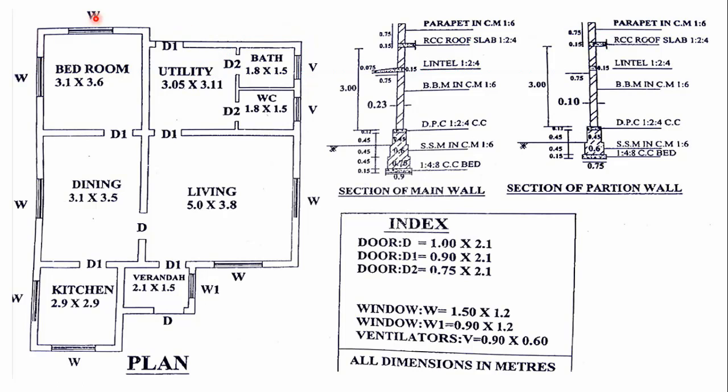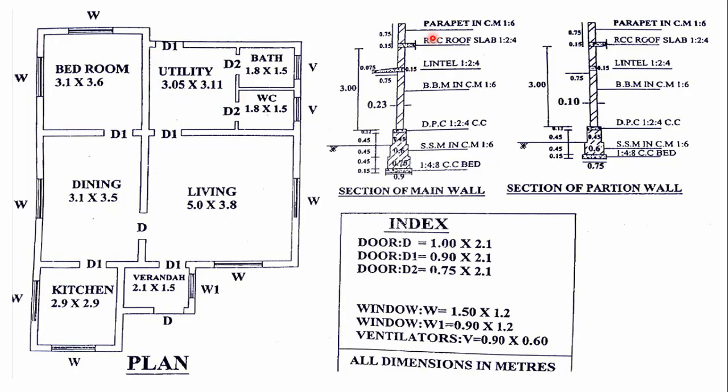So this is the building plan we have. In this we have one living room, one dining, one bedroom, one kitchen and utility, bath and WC. Here if you see in this building plan we have two types of wall. You can see this is somewhat thicker and this is somewhat thinner wall.